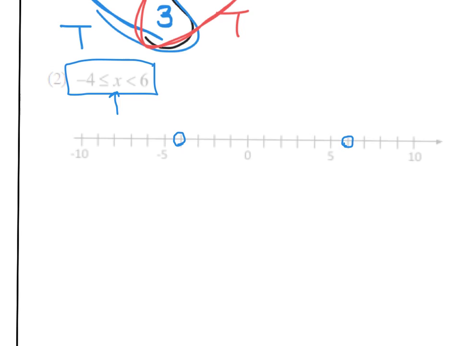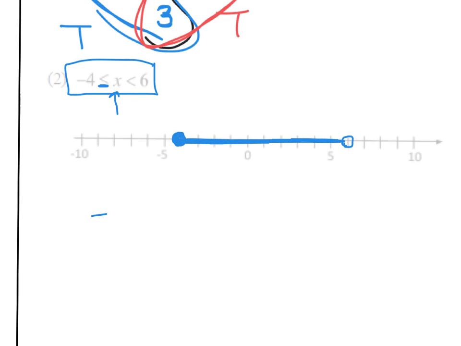those are my endpoints. All right, now the circle at -4, because of this equal sign underneath, is going to get filled in. But the circle at 6 is going to stay open because there is no equal sign underneath that 6. All right, so I want all the x's to be all the way in between those two things. So I just shade in the middle.